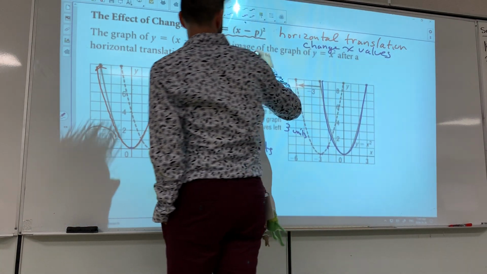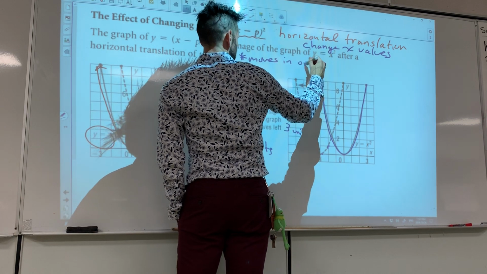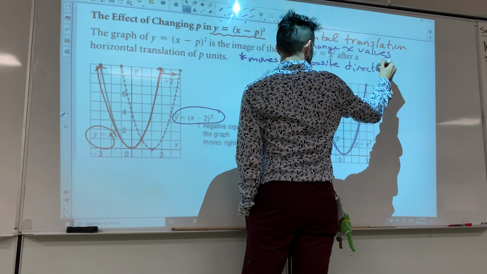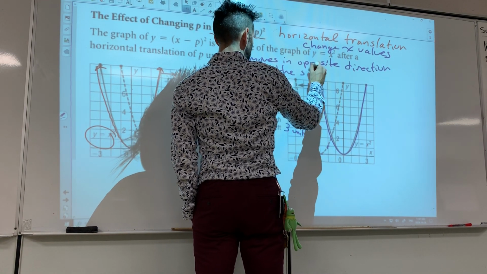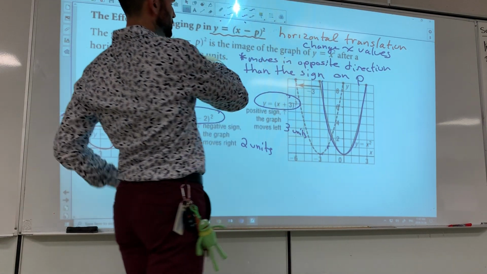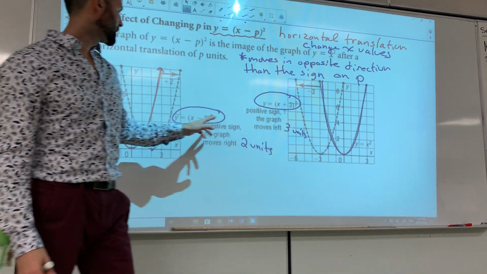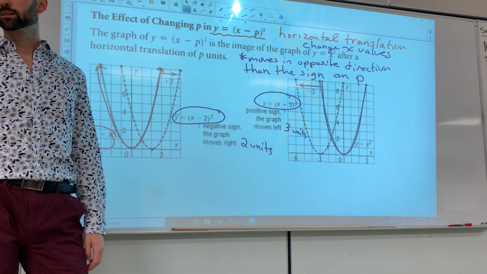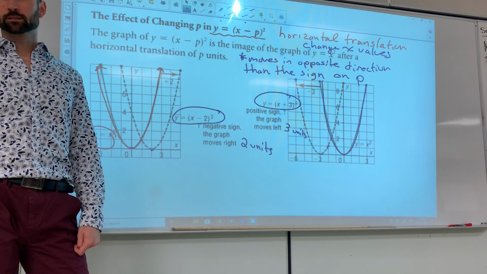Okay? So maybe just add moves in opposite direction, then the sign on P. So it moves in the opposite direction, then the sign on P. So if P is plus P, it actually goes to the left, like we saw here. And if it's negative, it actually goes to the right, towards the positive x values. You just gotta like memorize that, okay? It's just the way it is. Good, good, good.